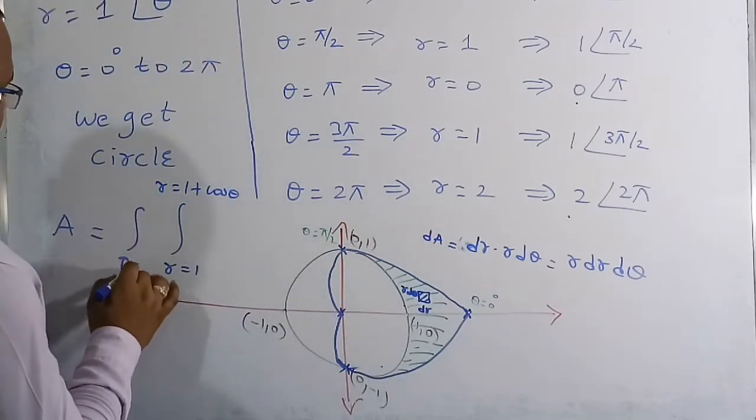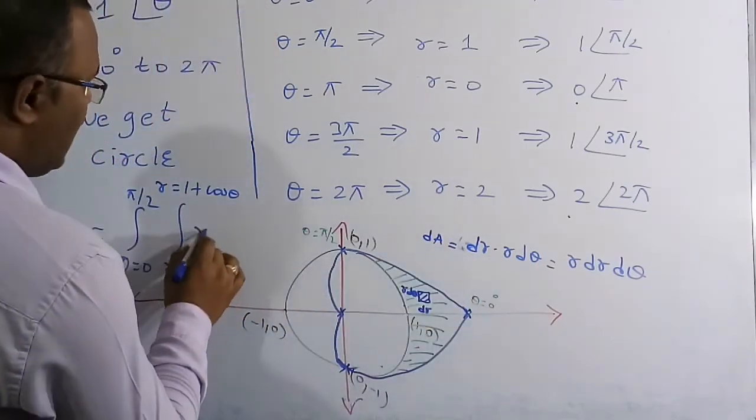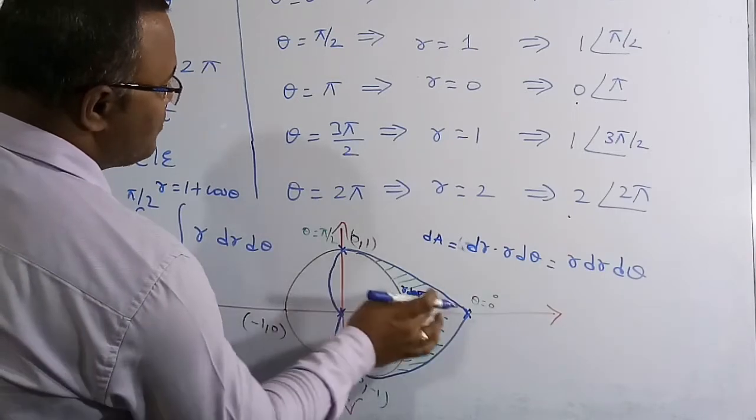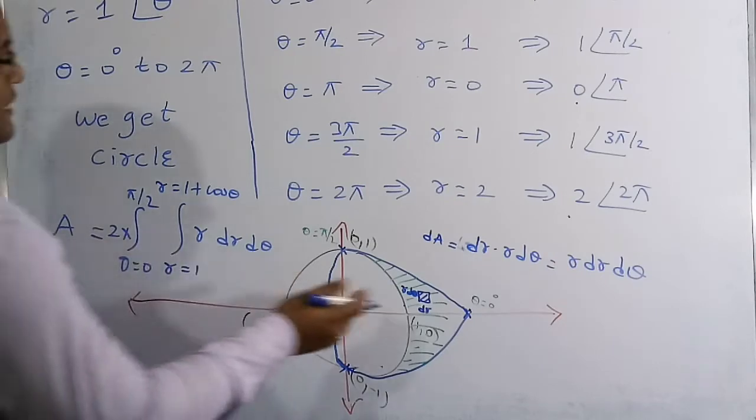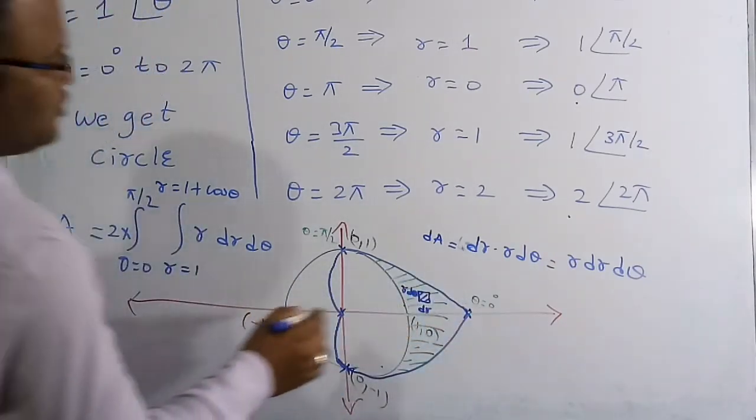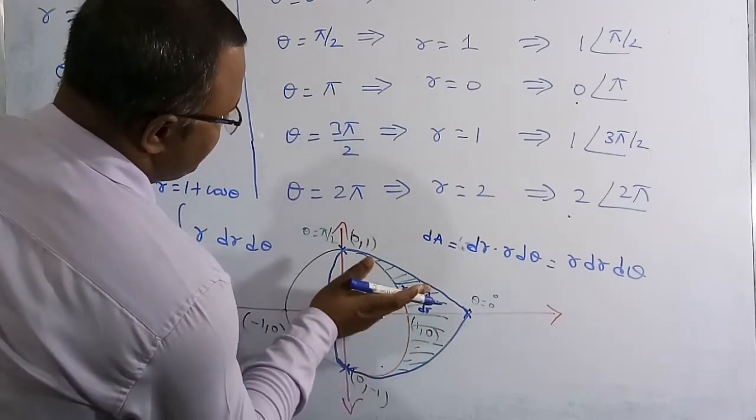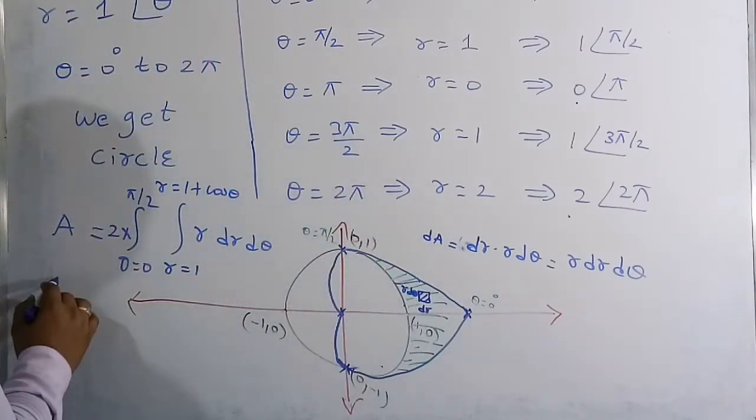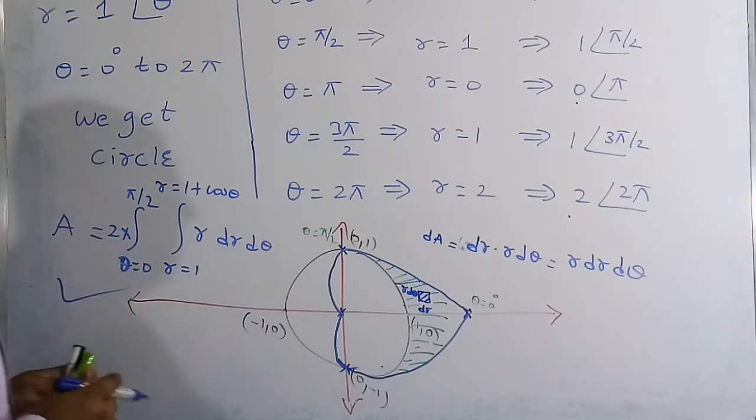So theta is from 0 degree to pi by 2, and this is a small amount of area, which is r dr d theta. But we are going to get only the area above this one, and we need below also, so go for twice. We get the overall area because it is symmetric with respect to the x-axis. So r is from 1 to 1 plus cos theta, and theta varies from 0 degree to pi by 2. This is the value we need to figure out, so we are going to solve this integration to get the actual solution.